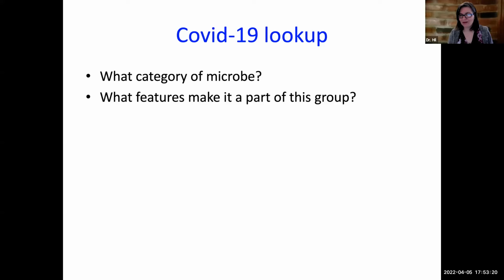Yeah, or causative agent of the disease. So the virus which causes it is called SARS-CoV-2, and this is the disease it causes. Now, in terms of features that make it part of this group, that would be a fun thing for you guys to look up. Maybe you can take some time on the break if you want to, not necessary, but thinking about what defines a virus, and then how does SARS-CoV-2 fit into that definition?